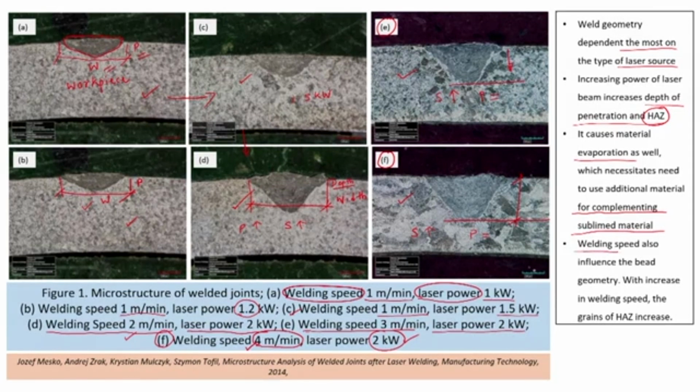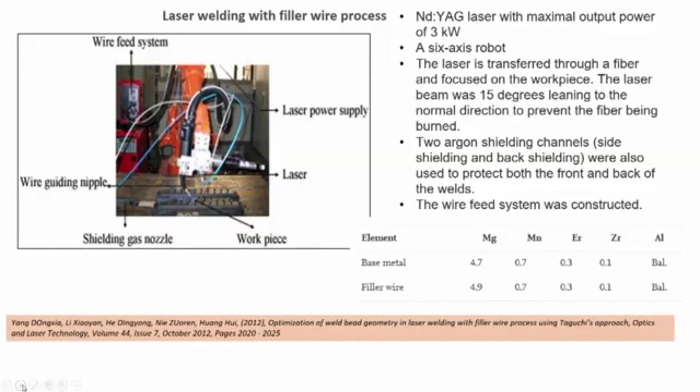As we have seen, welding speed is also playing a crucial role in the weld bead formation that we have already discussed. Now let us look at one case study, and in this case study a laser is used to join two plates of aluminum. However, in this case we are using a filler material, and the filler material is of the same grade, same composition. The experimental setup can be seen on your screen.